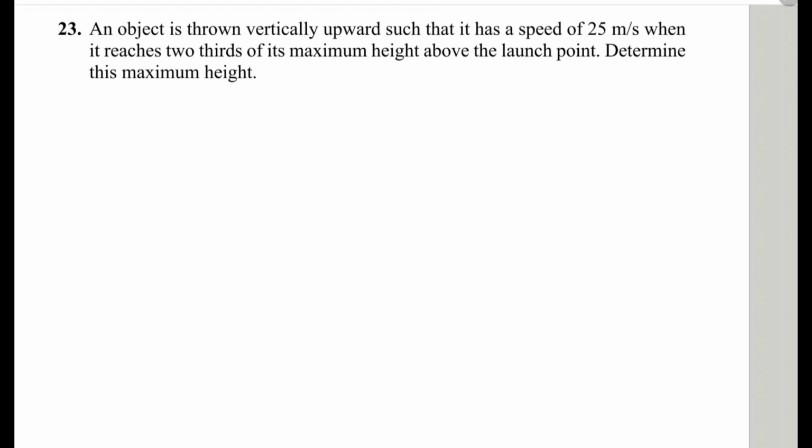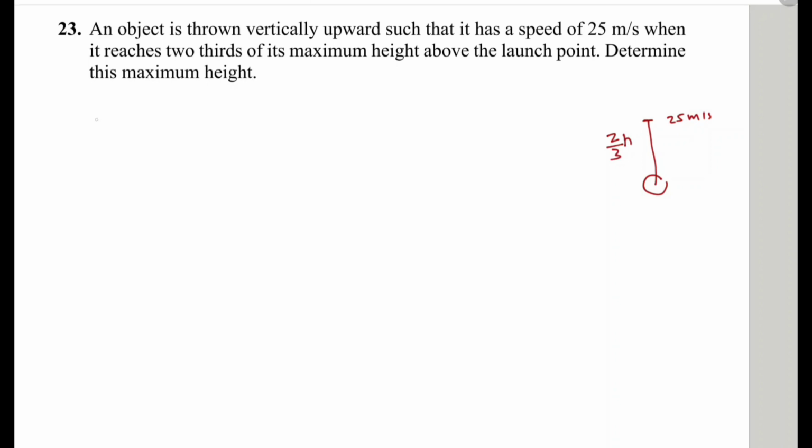An object is thrown vertically upward such that it has a speed of 25 meters per second when it reaches 2/3 of its maximum height above the launch point. Determine this maximum height. Now here's the situation. An object is thrown vertically upward here, and the velocity reaches 25 meters per second when the height of the object equals 2/3 of its maximum height. How much is the maximum height?